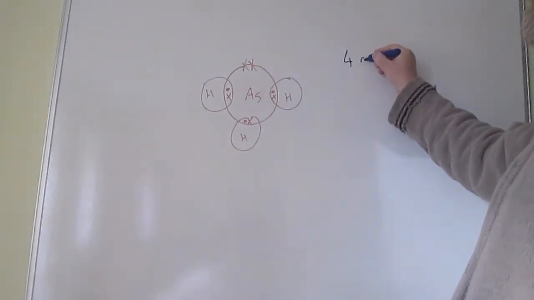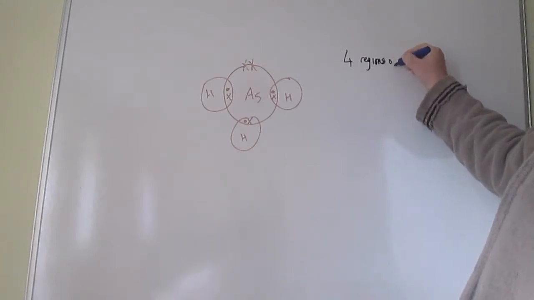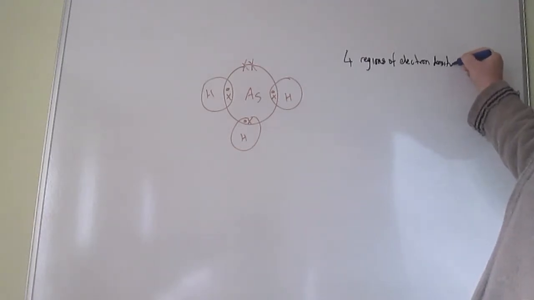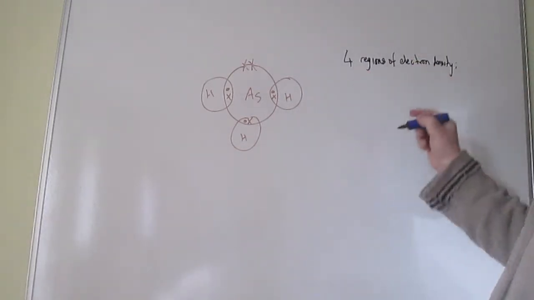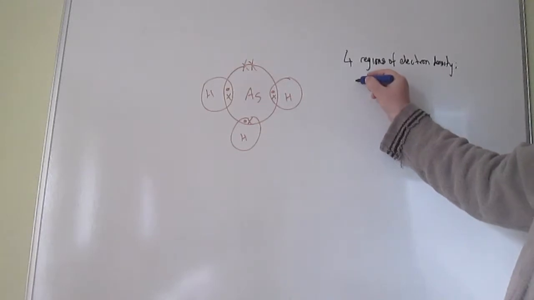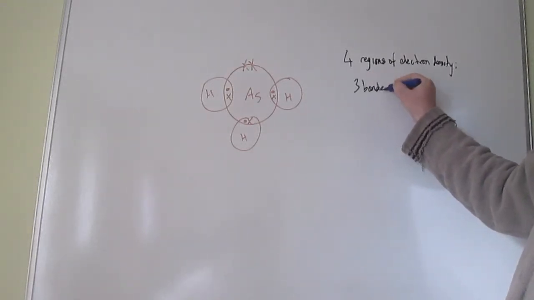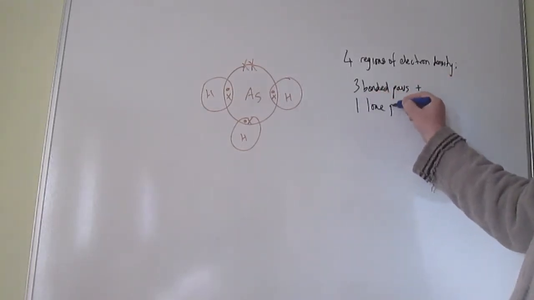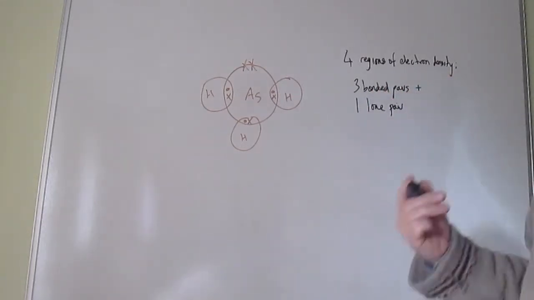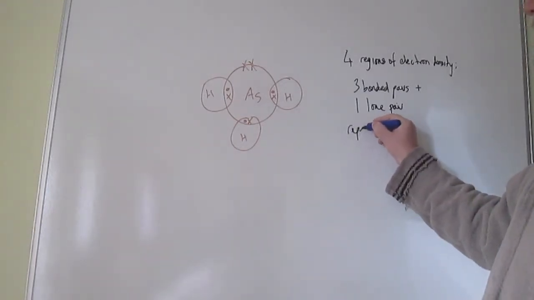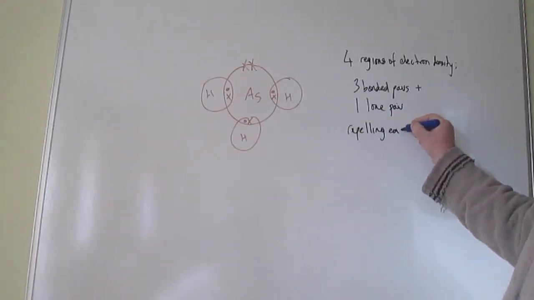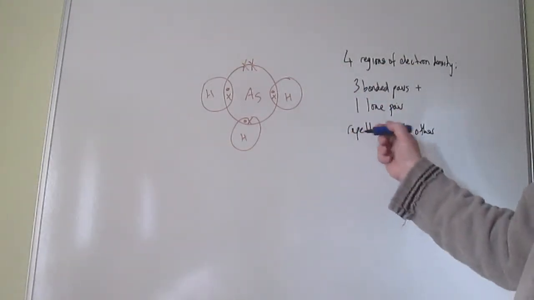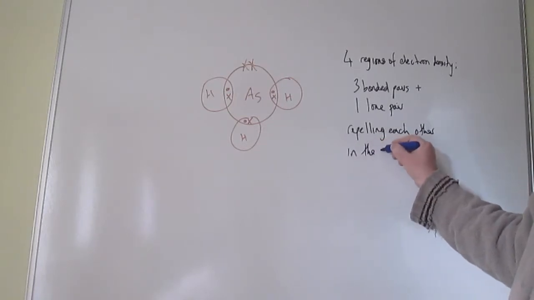So we say we have 4 regions of electron density, and then specify what those are, because it makes a difference, obviously, whether they're lone pairs or bonded pairs. So 4 regions of electron density, specifically 3 bonded pairs plus 1 lone pair. And you have to make it clear that they're repelling each other. So you just write that down, repelling each other. And then ideally you explain what the location of these is, so in the outer shell of arsenic.